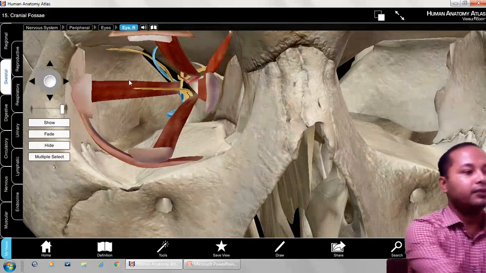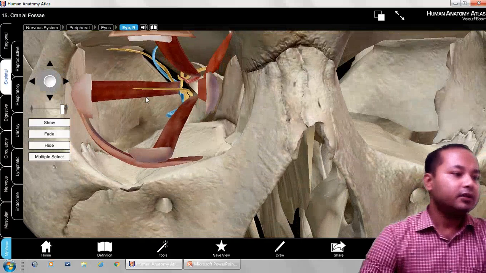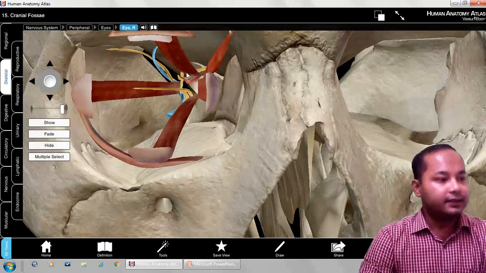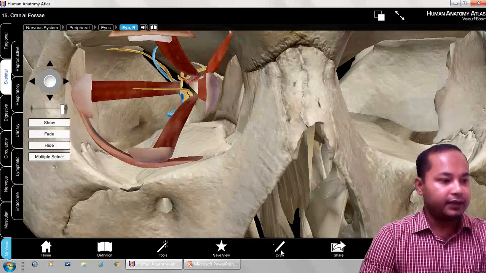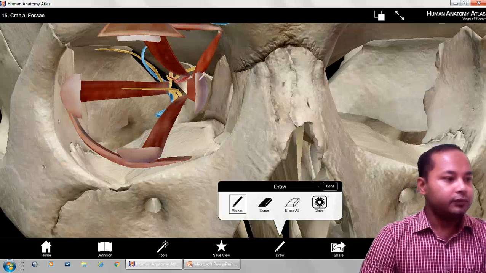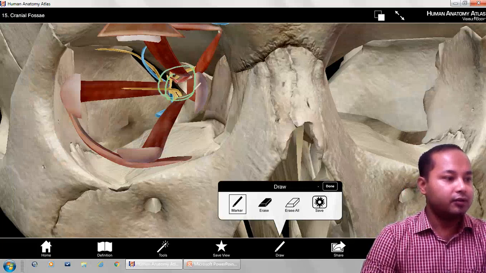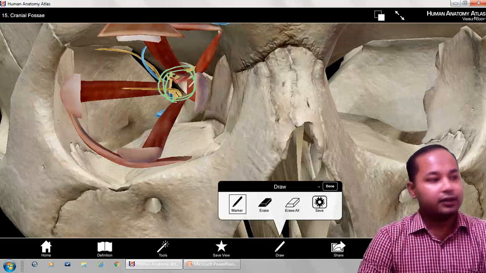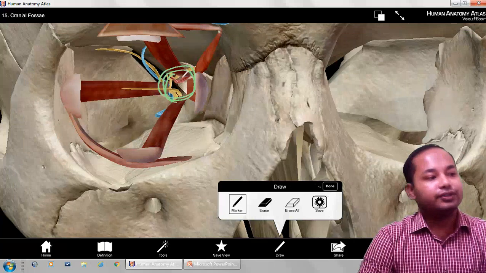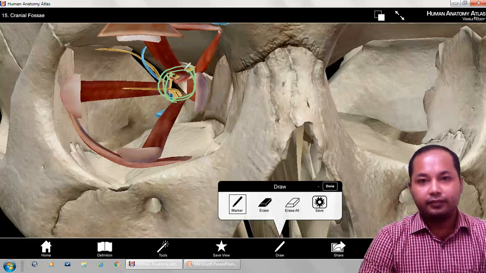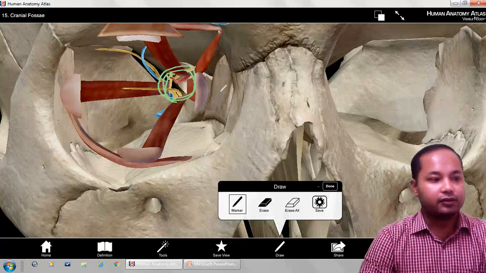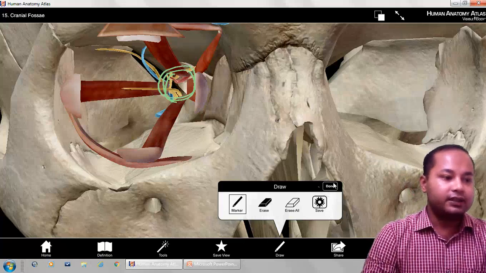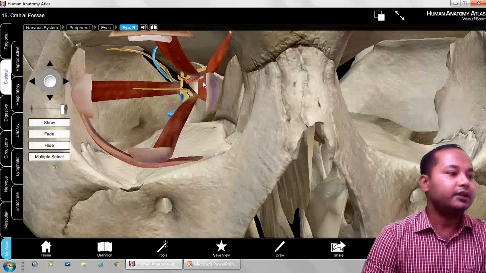okay, from this view, if you take a look, this part, which I will link out, is called the common tendinous ring. In this common tendinous ring, we are seeing the origin of the different extraocular muscles of the eyeball. So what do we see? Let us name the muscles. It is already here.